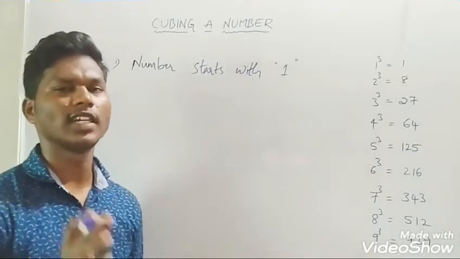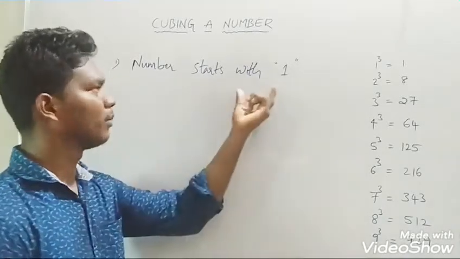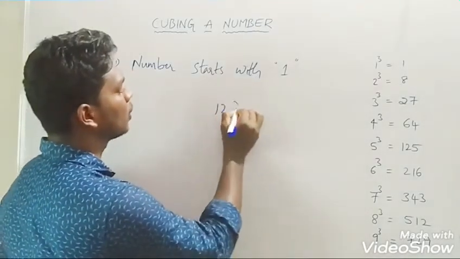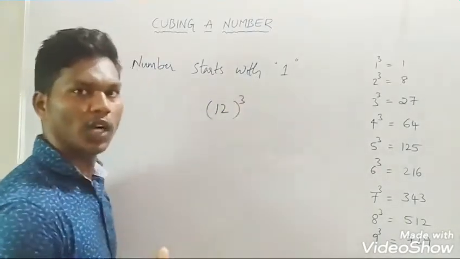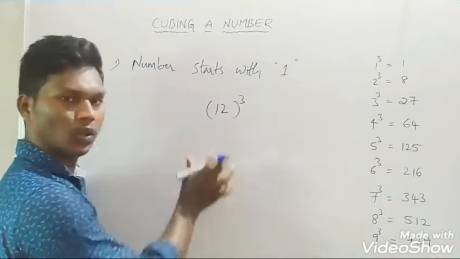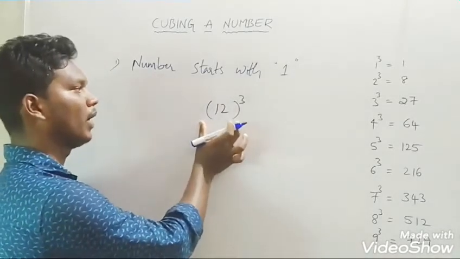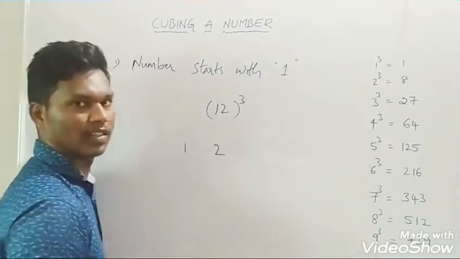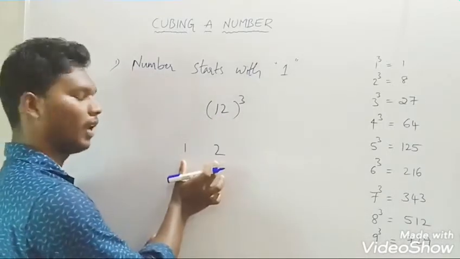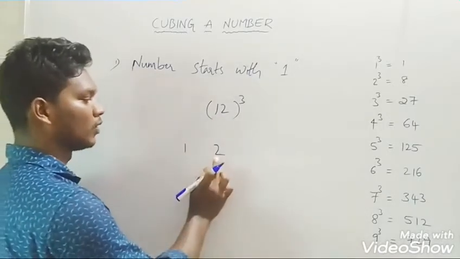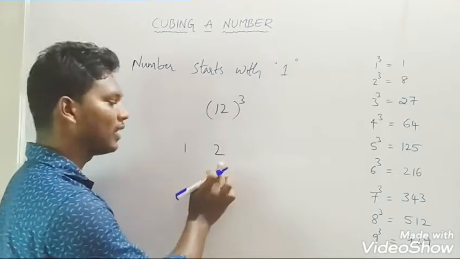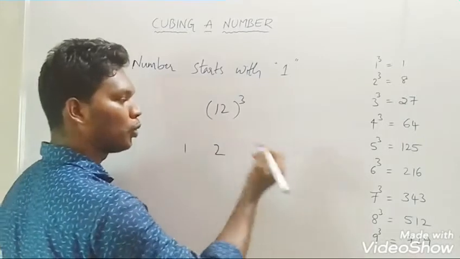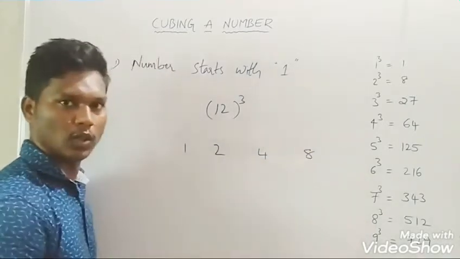So friends, let us consider case number 1, which means number starts with 1. Let us take one example. You must cube 12, so you want to find the value of 12 cube. For a number which starts with 1, write the number as it is, 12. This is the first step. After that, you must square and cube the second number. The second number is 2. 2 square how much, friends? 4. And 2 cube means 8. Hope you understood.